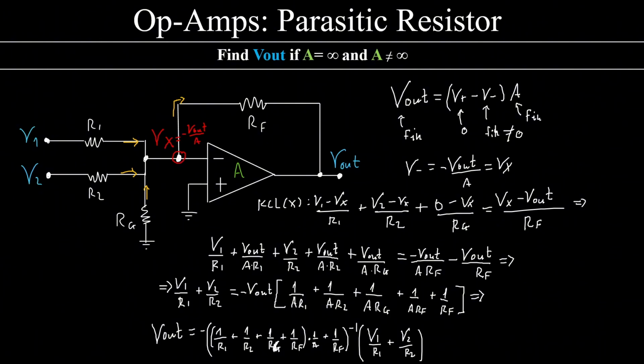Notice that when the gain here, A, is infinite, well, this whole thing becomes 0. So it's 1 over Rf. All of this is to the power of -1. Therefore, this is minus Rf times this. Like previously when we have an infinite gain here. So our result is correct. This is basically an op-amp summer, a summing amplifier.